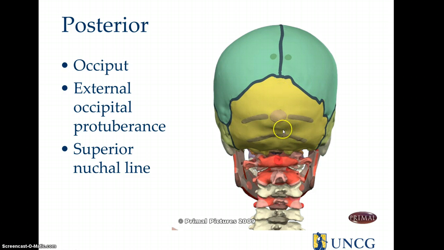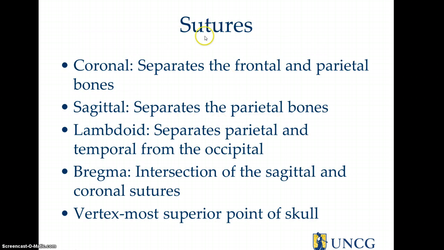So we did anterior, we did lateral, we did posterior. Now, how do we connect all these bones? That's through sutures. And sutures are synarthrotic, meaning that they are fused and non-movable. And you have a variety of different ones. The coronal separates the frontal bone and the parietal bone.